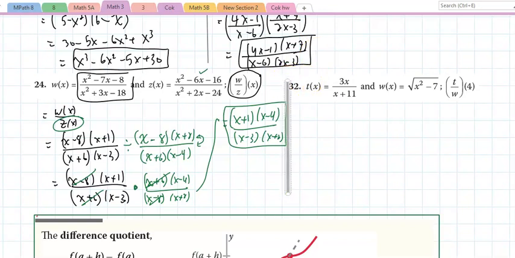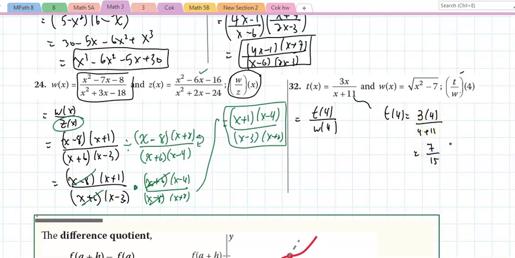And another example I want to work out. If I take t divided by w operating on 4, that is t of 4 divided by w of 4. So I go on the side and say, what's t of 4? That is 3 times 4 divided by 4 plus 11. That is 12 over 15.